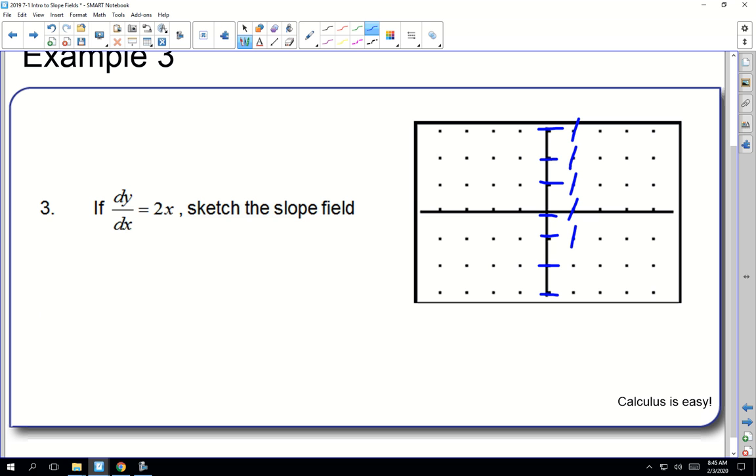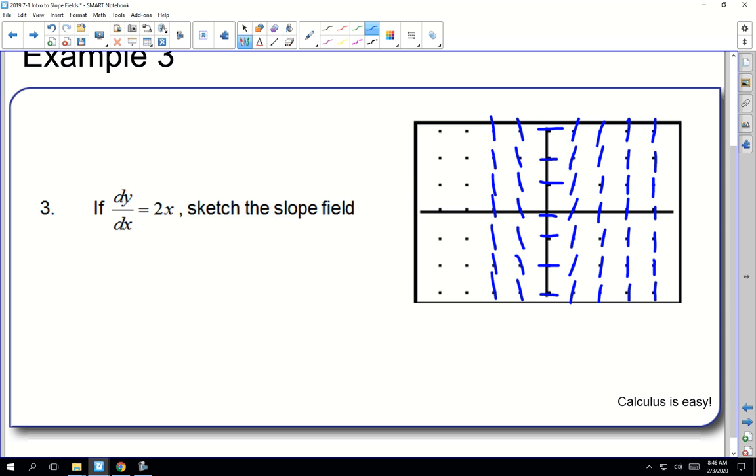So I have to make sure this looks like a slope of 2, and then the next is a little steeper. Not 3, that would actually be 4. And then if I plug in 3, I get 6. I think when you get to a slope of about 6, they just start looking like vertical lines. And if I plug in a -1, I get a slope of -2 here. If I plug in -2, I'll have -4. A little steeper than that. Practically vertical. You get the idea.